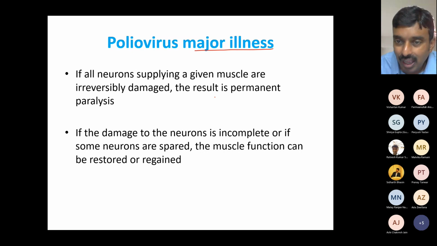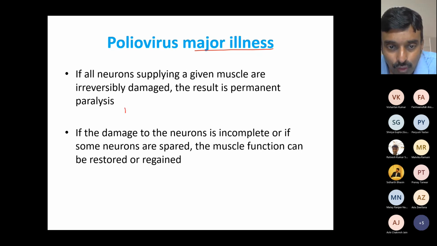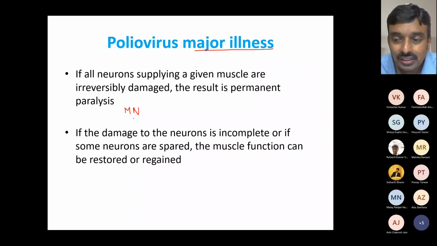Depending on how much damage and whether the damage is permanent, the part of the body that's supplied by the anterior horn cells which are damaged becomes paralyzed, because those neurons are damaged. They cannot send the signals. These are motor neurons. What are these motor neurons? They are the neurons that control the muscles of the body.